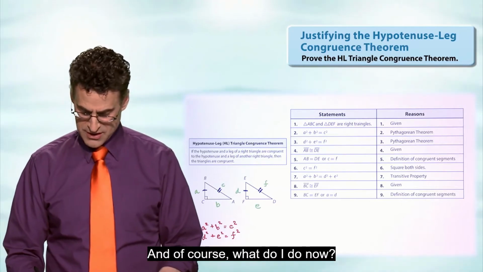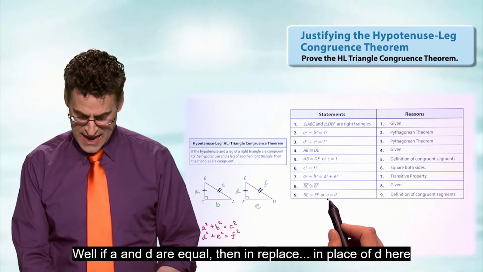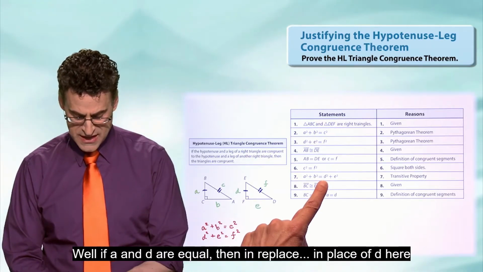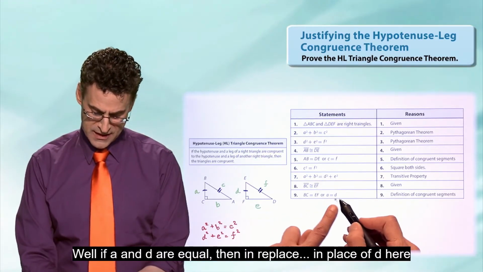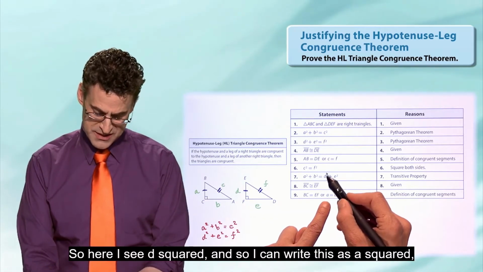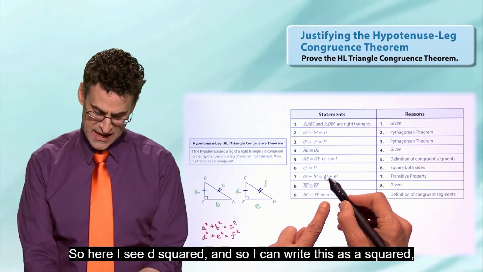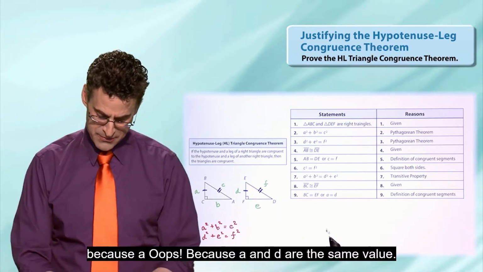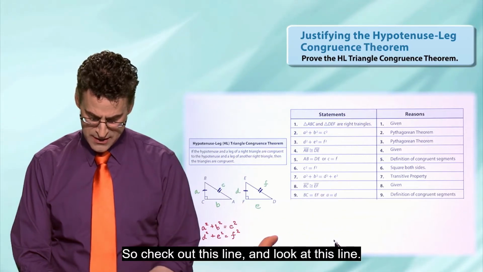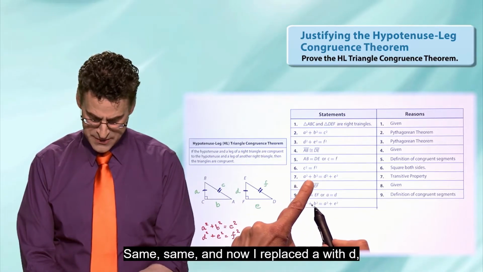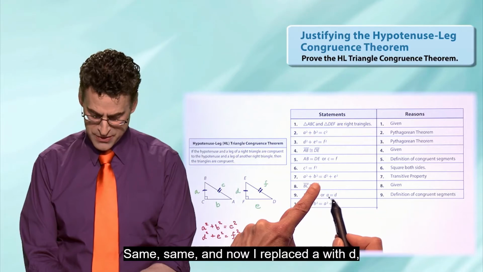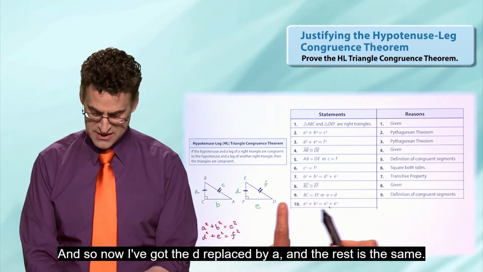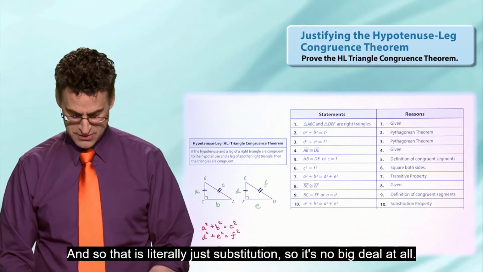And of course, what do I do now? Well, if A and D are equal, then in place of D here, I can put in A. So here I see D squared, and so I could write this as A squared because A and D are the same value. So check out this line and look at this line. Same, same, and now I replaced D with A. And so now I've got the D replaced by A, and the rest is the same. And so that is literally just substitution, so it's no big deal at all.